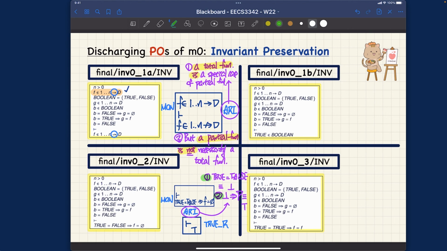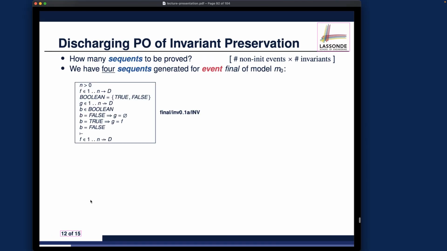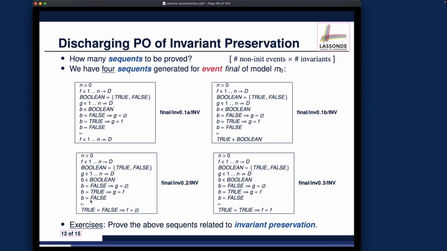For these two, you want to make sure, number one, to practice formulating them, and number two, to practice proving them. And I think for the initial model, all the proofs that will be needed will be quite straightforward. Right, and we are done with proving the invariant preservation aspect for the model. And of course, these are the four sequents ultimately, and make sure you complete the exercises.